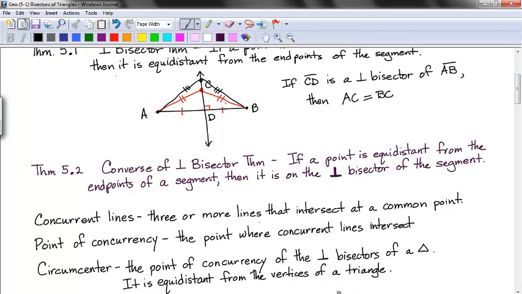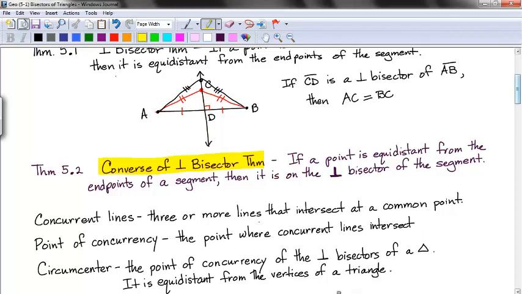Then you can go the other way. Okay, the converse of the perpendicular bisector theorem says if a point is equidistant, like if they gave you this point and said it's equidistant from the two endpoints, then that means that point C has to be on the perpendicular bisector. Okay? Everybody okay with that?